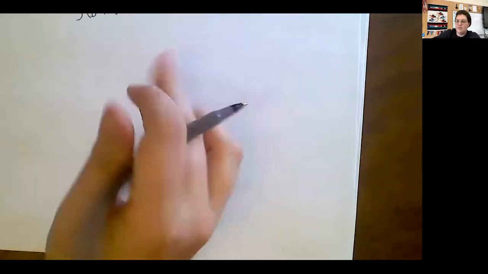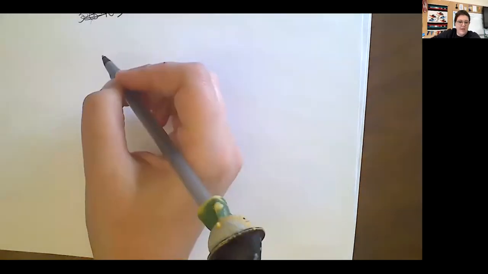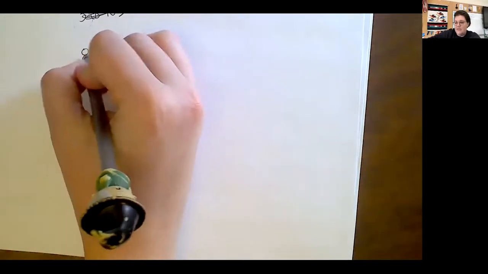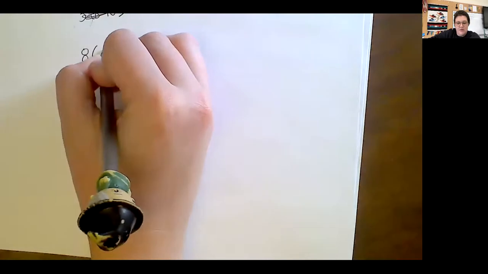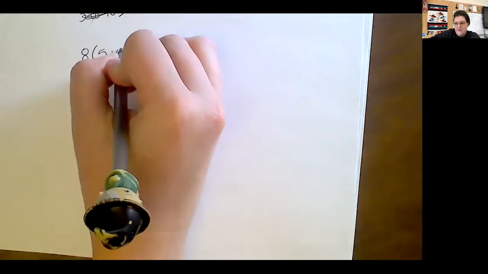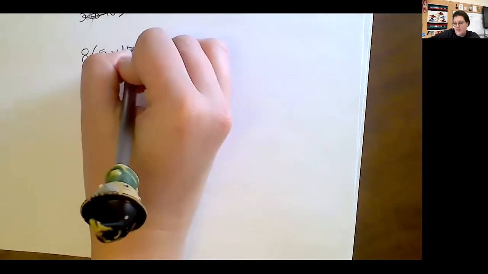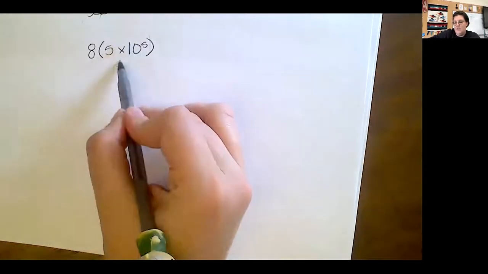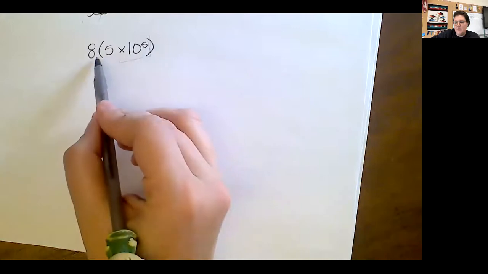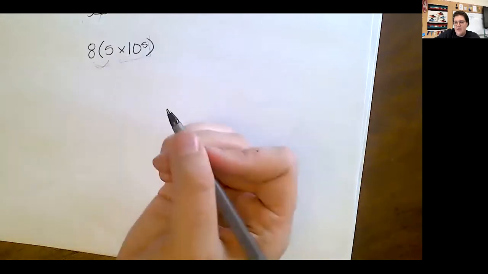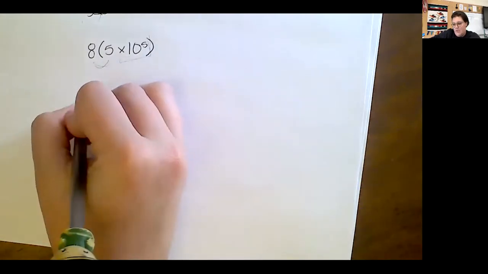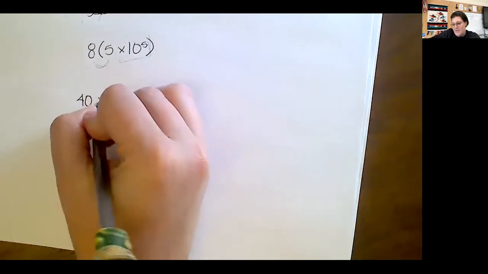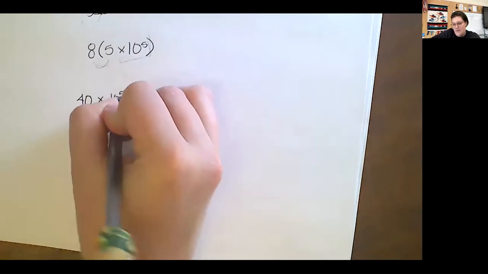So we have 8 times 5 times 10 to the fifth. Okay, so we can keep our scientific notation number. That one just hangs out. All we need to do is multiply 8 times 5. 8 times 5 is 40. And then we have times 10 to the fifth.